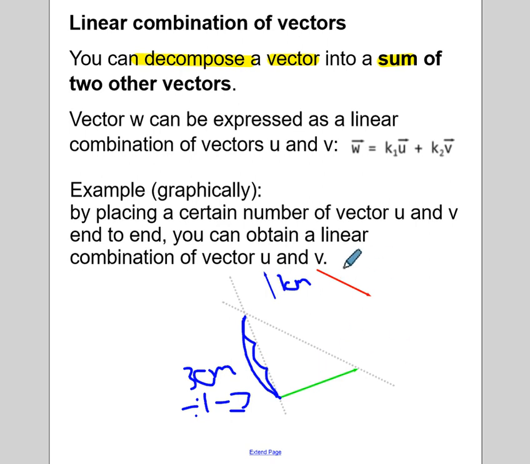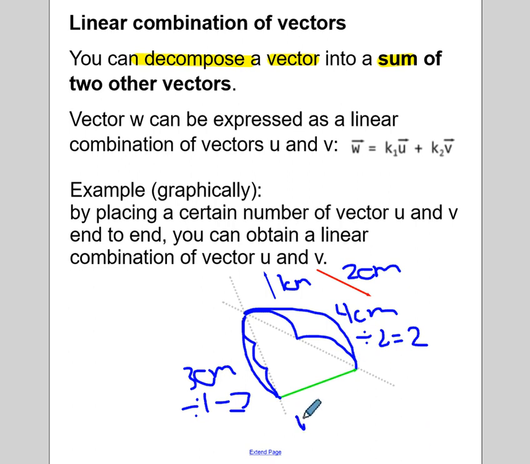I'm going to do the same with my vector v. If I take my ruler and I measure it, it measures 2 centimeters. Now let's come here and measure this. It measures 4 centimeters. So if I take my 4 and I divide by 2, I find out that it's going to go 2 times. So 1, 2. So how would I write my answer? I would say W is 3 times my u plus 2 times my v. So that's how you write a linear combination of 2 different vectors.